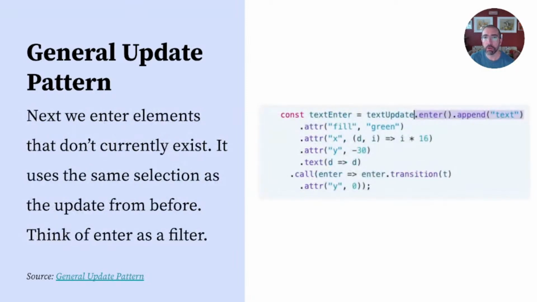So here is now the enter method. You'll notice it's using that same object as before, the text update object. So it's now saying enter append text. That's saying we're going to use the enter method now for those elements that do not exist, and we're going to add a new text element to create those. And we're going to set some attributes, and there's also, again, a little transition here. And don't worry too much about the transitions for now, because we will go through that in more depth in the later part of today.